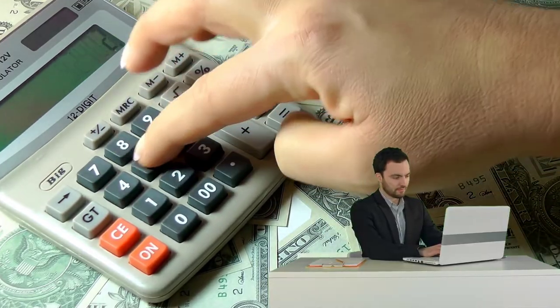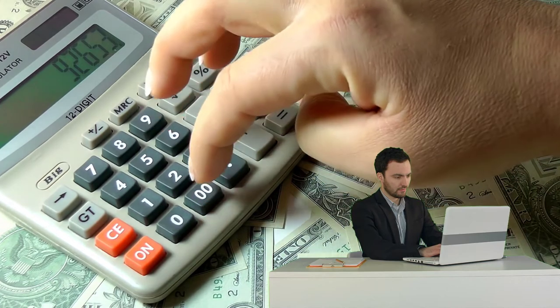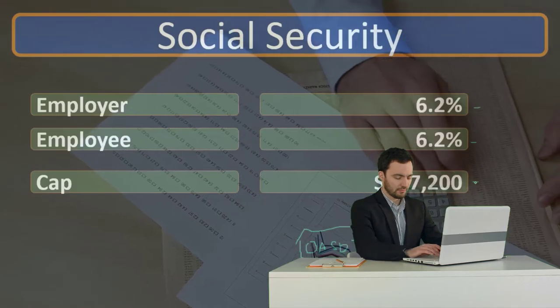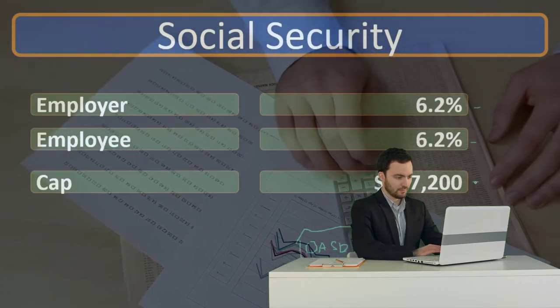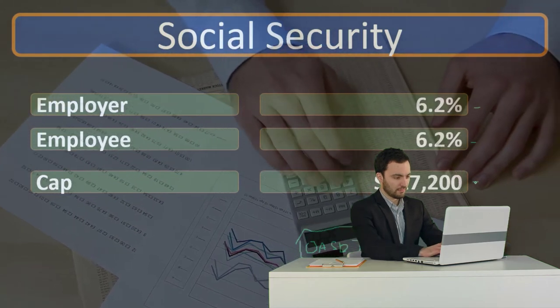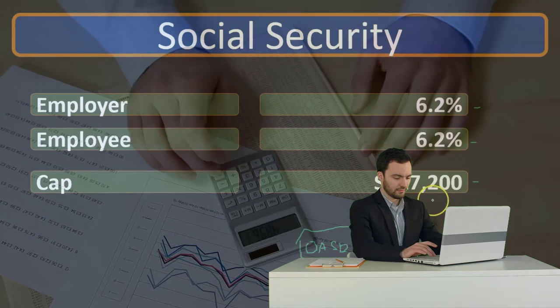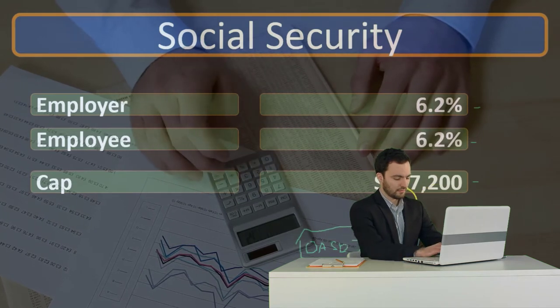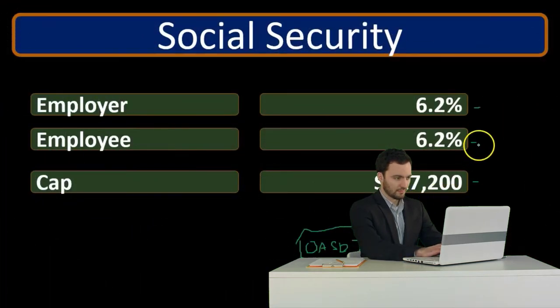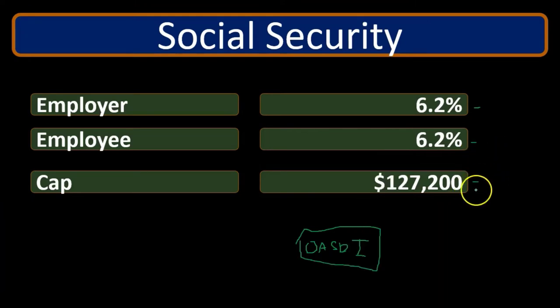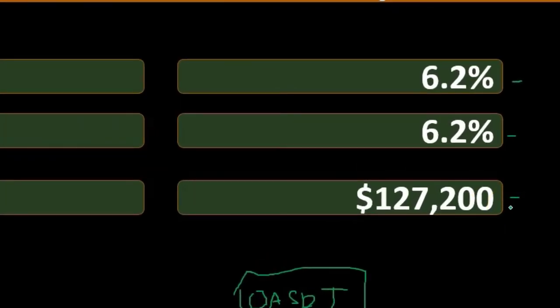There's a couple reasons for that. One is that this system is a type of system where we're paying into a system that's going to give back benefits at retirement age. In other words, the more we pay in, the more we earn. 6.2% of whatever we earn goes up, means we're going to pay more taxes the more we earn up to this cap. And so we're paying more and more whatever we earn.